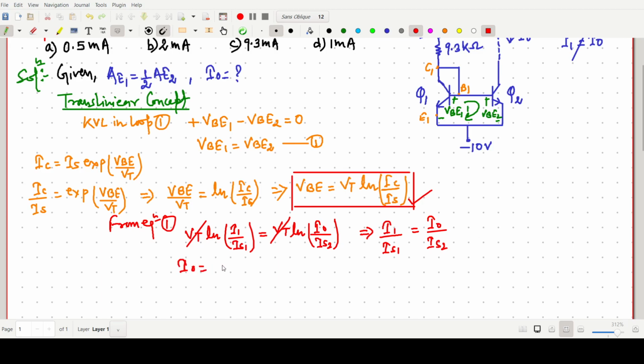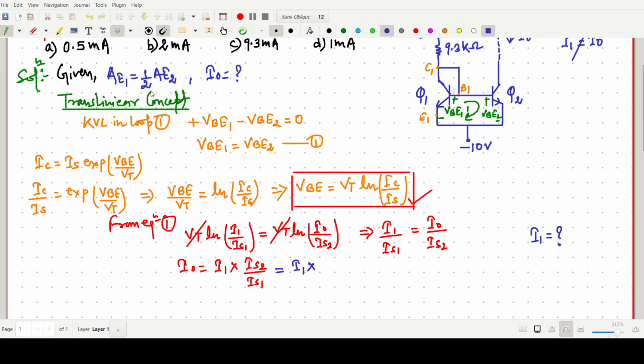So one can write I naught is nothing but simply I1 into IS2 by IS1. Okay, I naught equals I1 into IS2 by IS1. So for this one, we have to find the value of I1. Okay, clear?